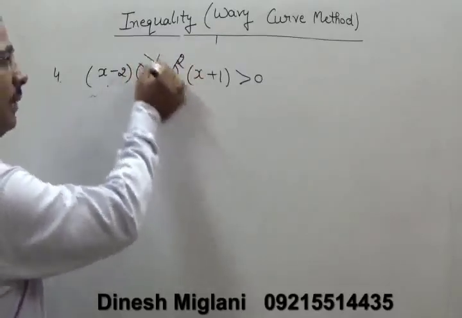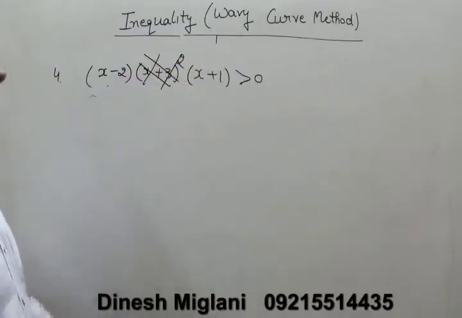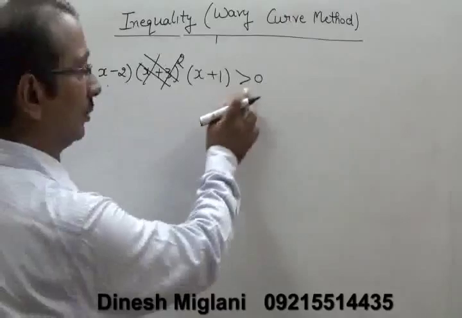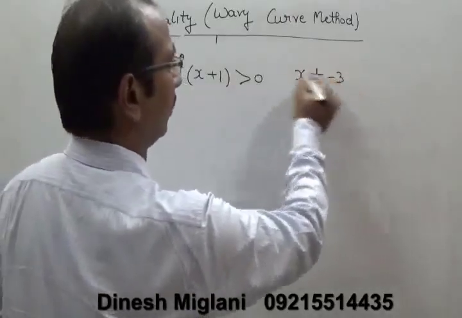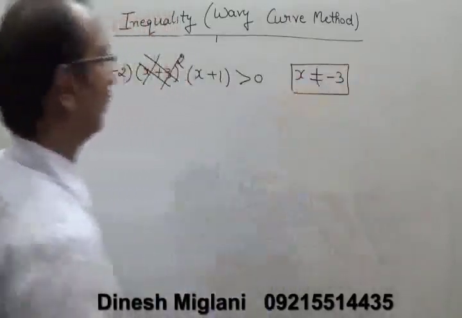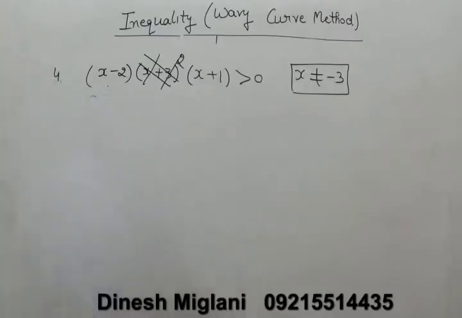Just simply leave it, because it does not affect my answer. Right? But one thing we have to take care of here: because this is more than 0, I may say x is not equal to minus 3. Because when you put x equal to minus 3, it becomes equal to 0, and we have to take care that x is not equal to minus 3, right?